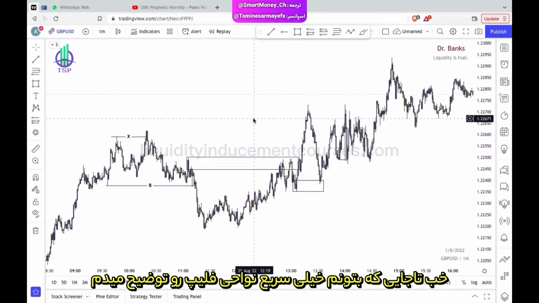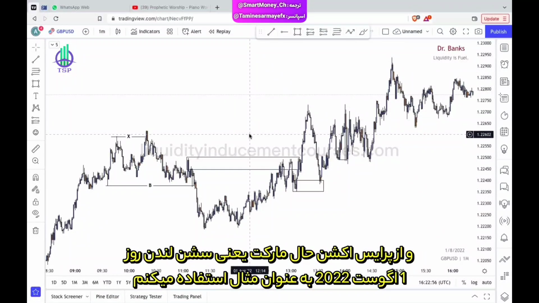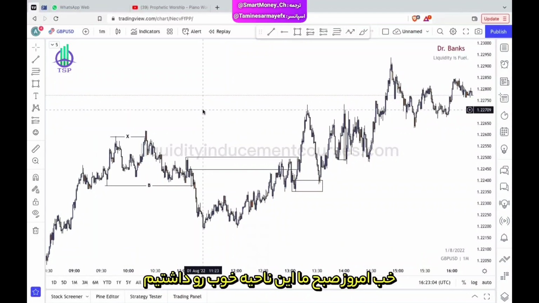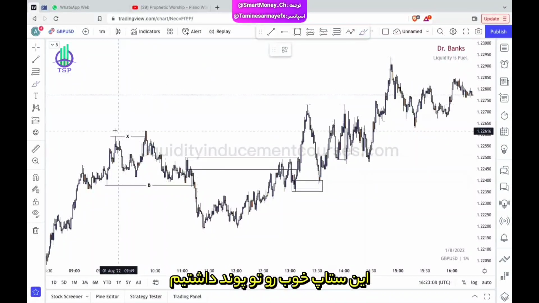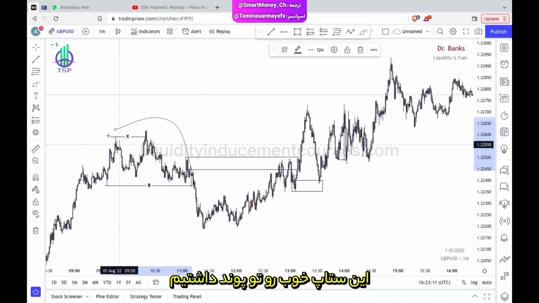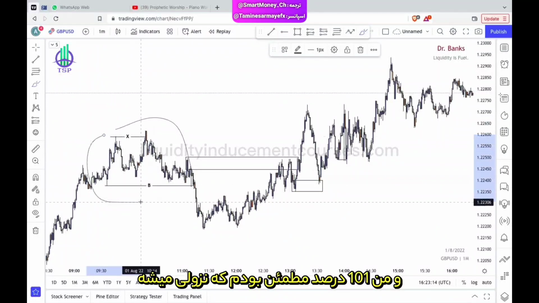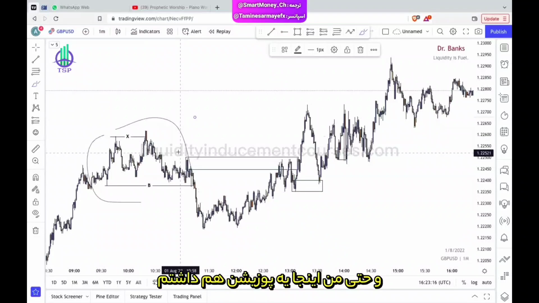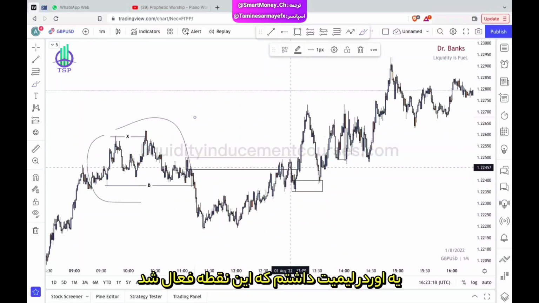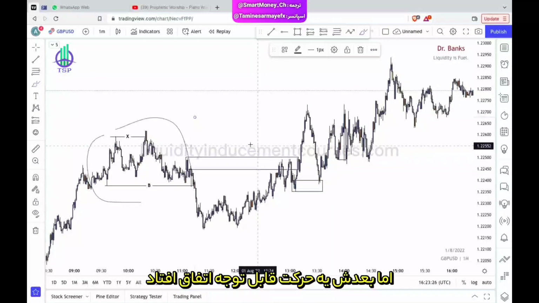I'll be talking about flip zones as quickly as I can, using current price action from London, 1st of August 2022, for this example. Earlier this morning we had this fine setup on GBP USD, and I was 101% willing to take it. I even had positions open at this point. I had set pending orders that were actually mitigated.